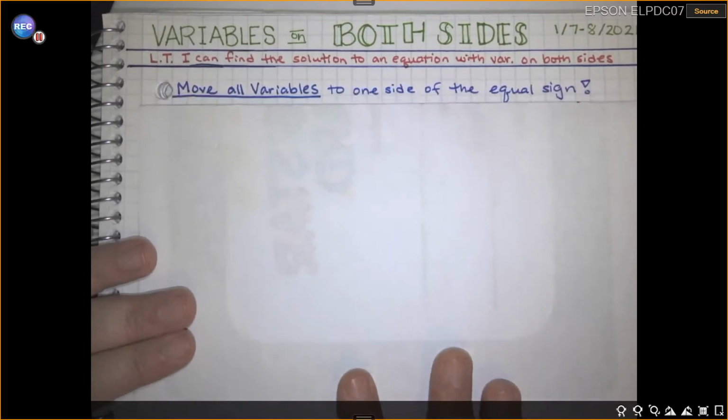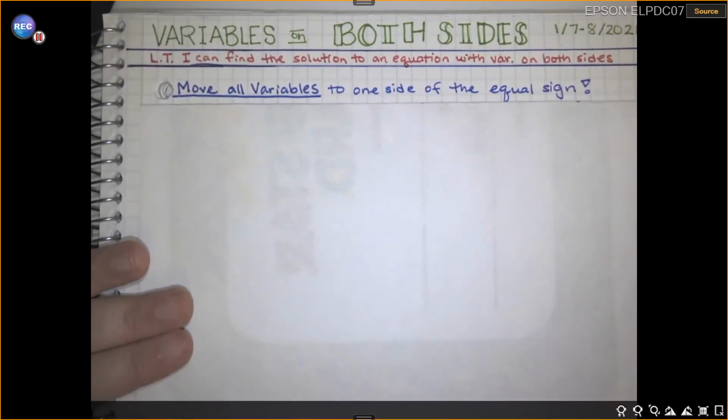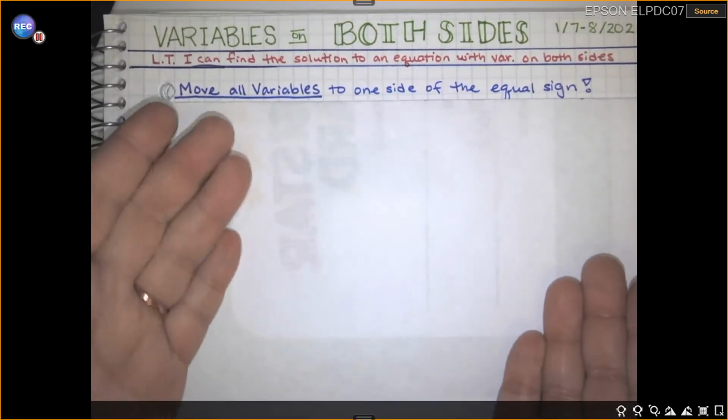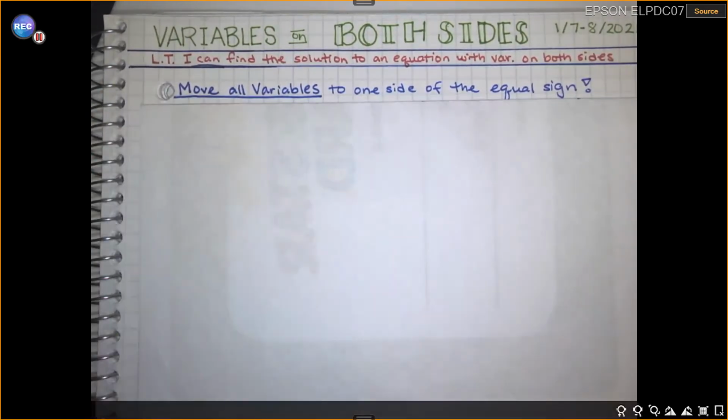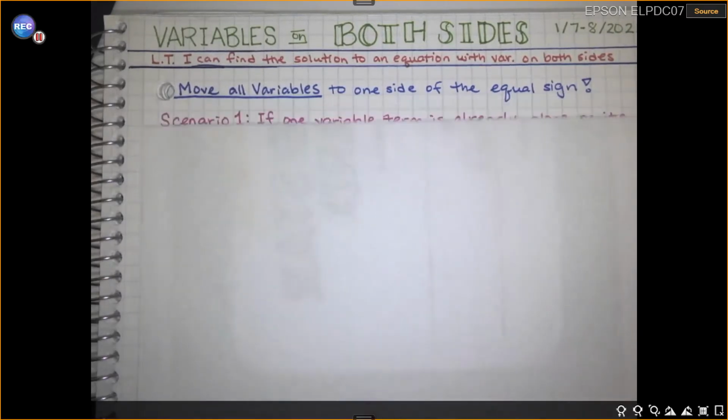So, how do we fix that? Move all variables to one side of the equal sign. Okay? You have them on different sides, but you're trying to get it to be variable equals. You've got to move them all to one side. After you do that, you might have a 1 or 2 step equation left, and then you should know how to do that based on last time. Okay, so there's 2 scenarios here.